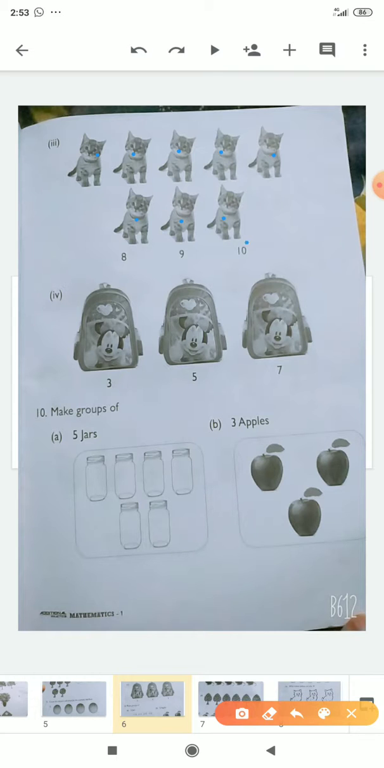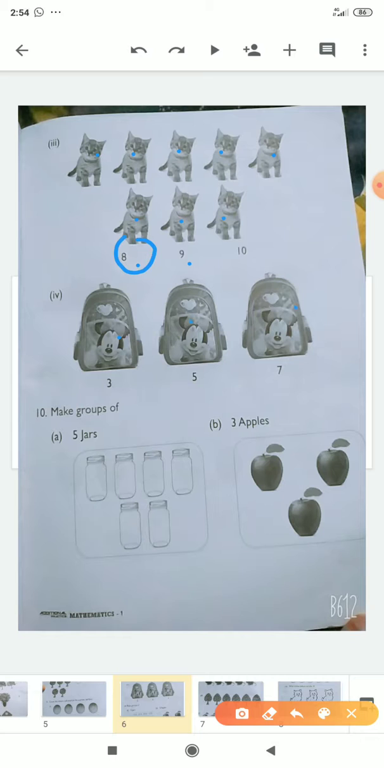So is this number 8? No. Is this number 8? No. Is this number 8? Yes. Circle it. Okay.